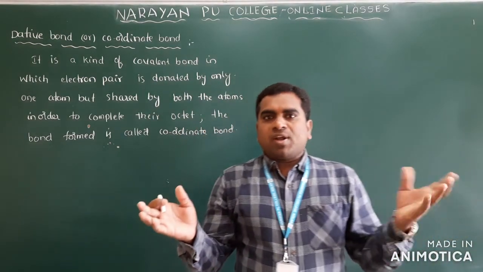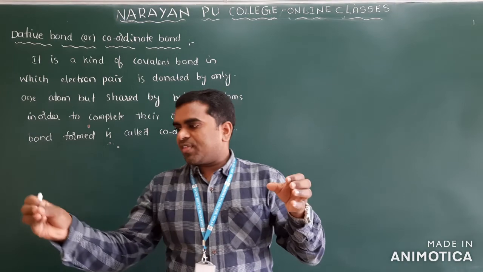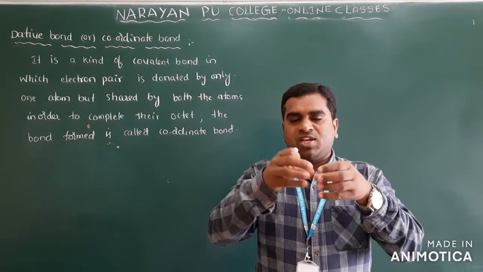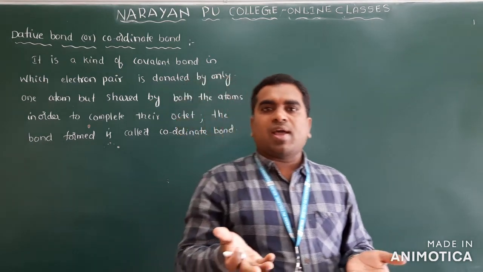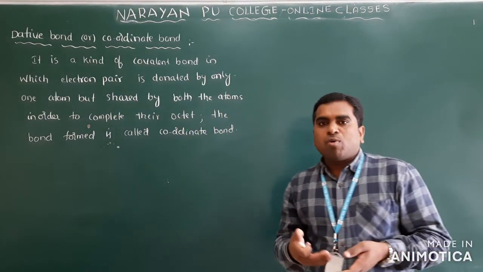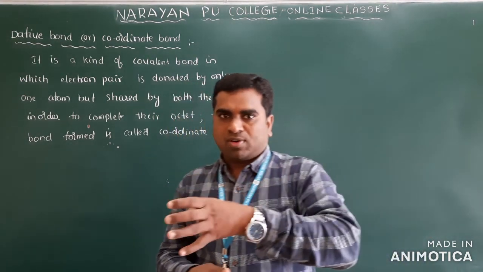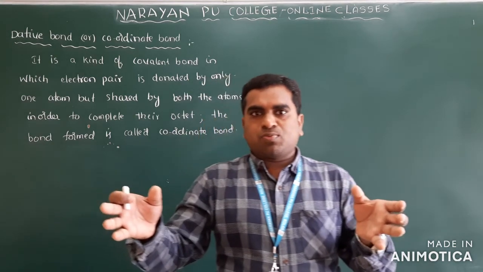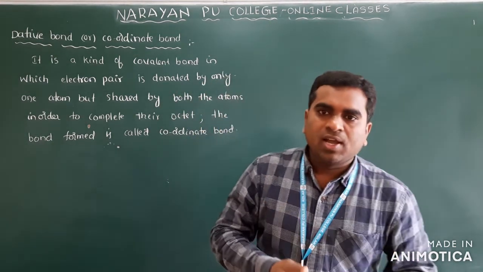The covalent bond is formed by the sharing of electrons. One atom gives one electron, another atom gives another electron, and they share these two electrons and form one bond. That bond we call a covalent bond. The ionic bond we have already discussed. What is it? Complete transfer of electrons. The bond formed due to the complete transfer of electrons is called an ionic bond.